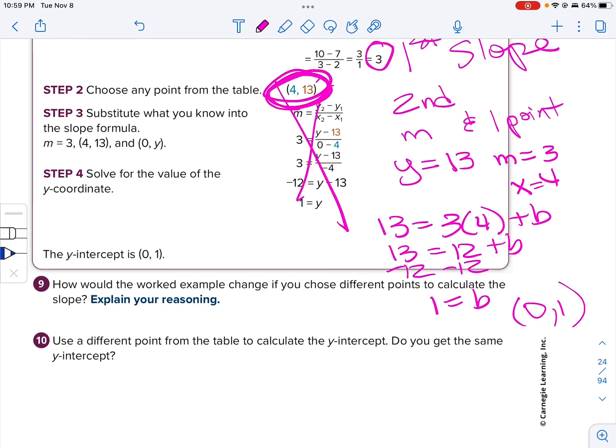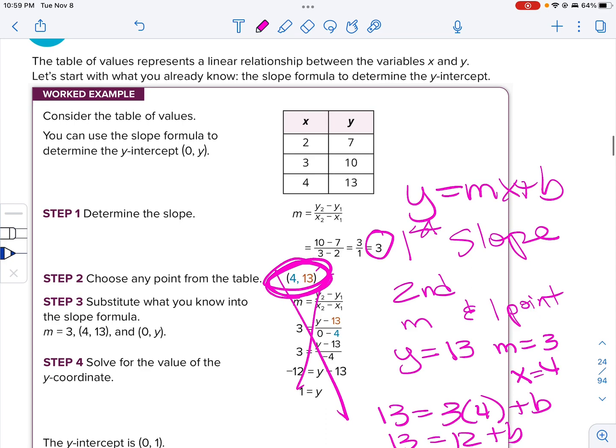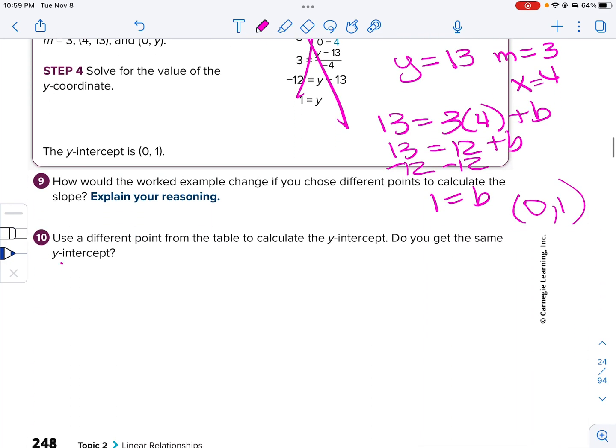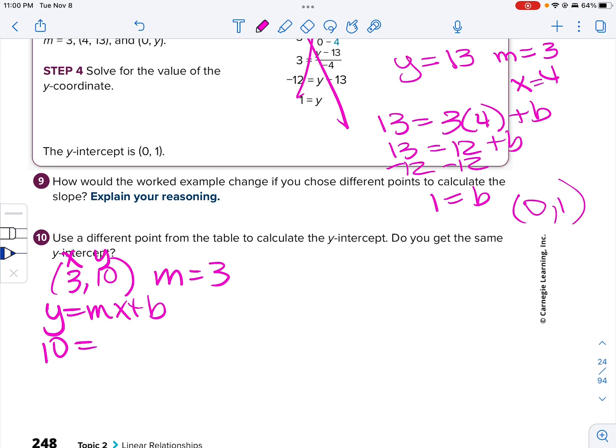Okay, so I'm going to use a different point. I'm going to use (3, 10). And we already know our slope is 3. So I'm going to take y equals mx plus b. Remember, this is my x value, this is my y value. So 10 equals 3 times 3 plus b. So 10 equals 9 plus b. I subtract 9 from both sides and I get 1 equals b.